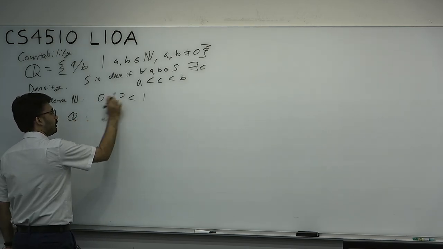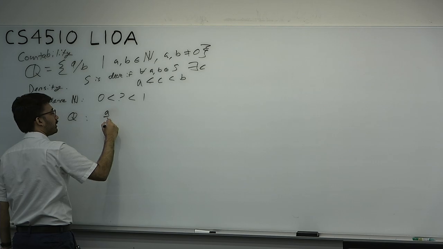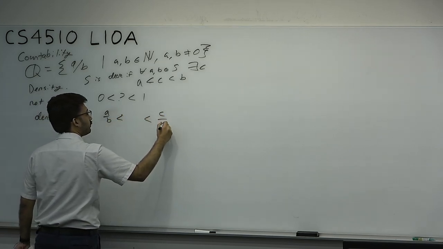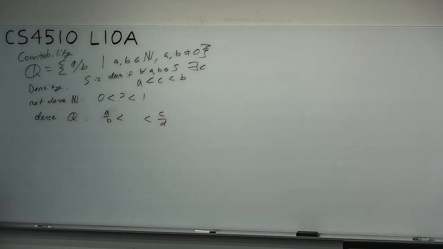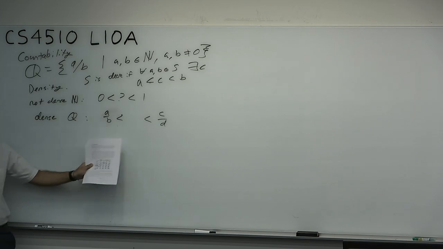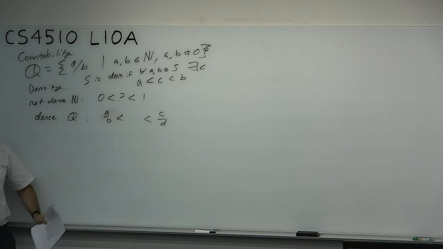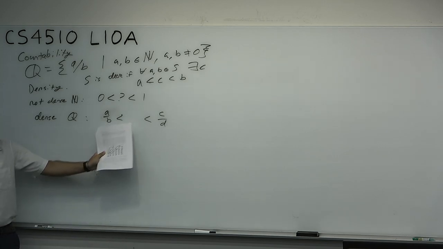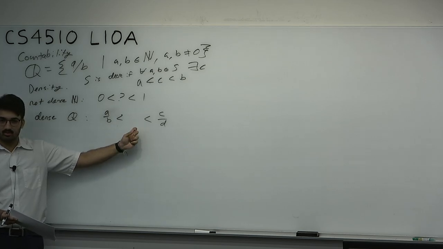Why? Given any two rationals, let's say A over B less than C over D. There is a rational between any two rationals. What is a rational between two rationals? It would be A over B plus C over D, divided by 2. Yeah, like the average. You take this one, and then you add half the distance between these two, which would be the halfway.